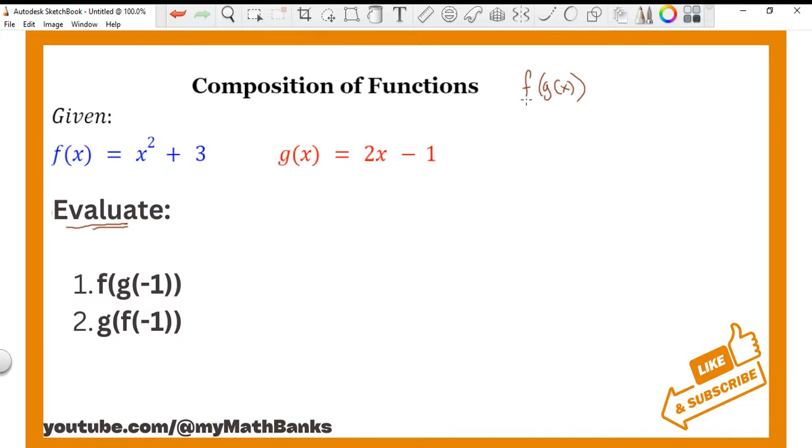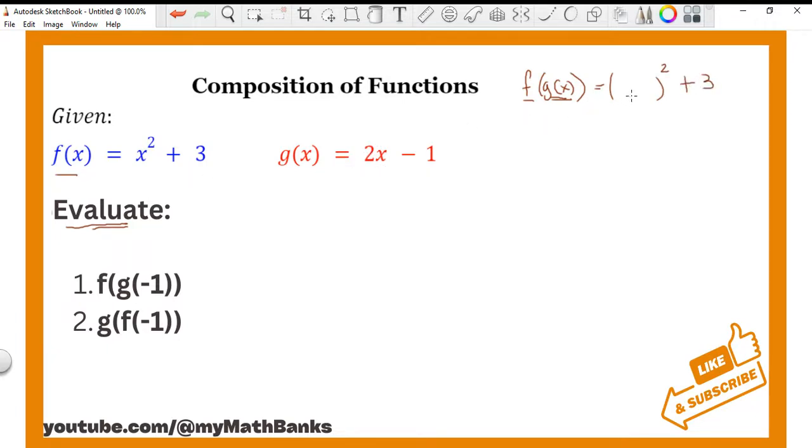Okay, so that means your outside function is f, your inside function is g. So when we try to do this, you will write the outside function first, which is this f of x, and then replace every x with a parentheses. So now, instead of writing x squared, I'm going to write parentheses squared plus 3, because that's really what your f of x is, right?